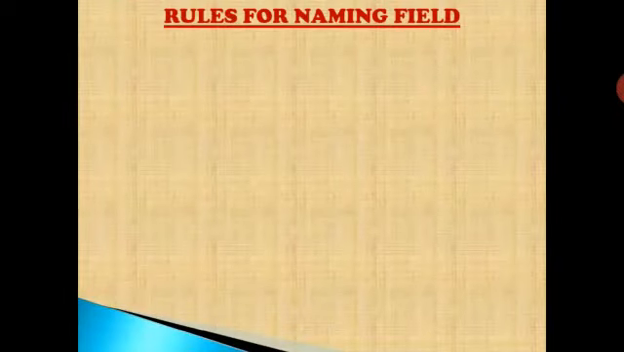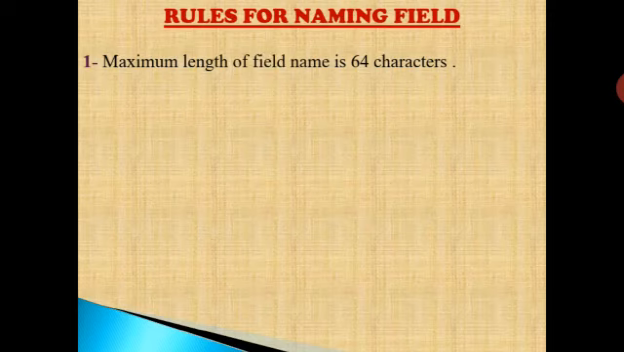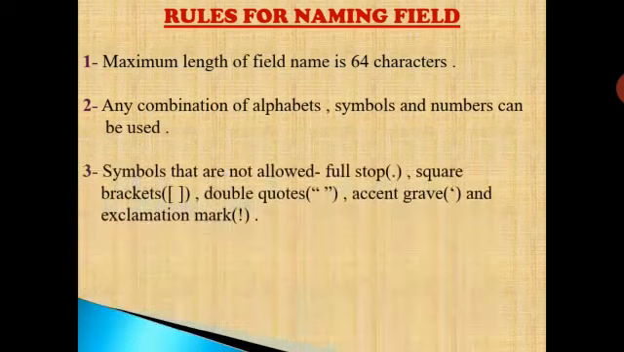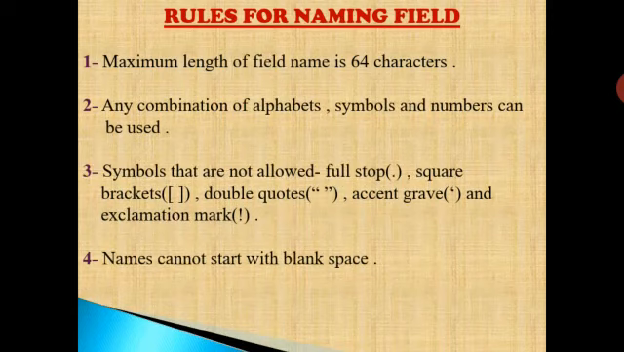Now, rules for naming fields. There are some rules that we have to follow while naming the fields. The maximum length of a field name is 64 characters. Any combination of alphabets, symbols and numbers can be used. Symbols that are allowed: full stop, square brackets, double quotes, engrave and exclamation mark. The name cannot start with a blank space. Try to give meaningful names.